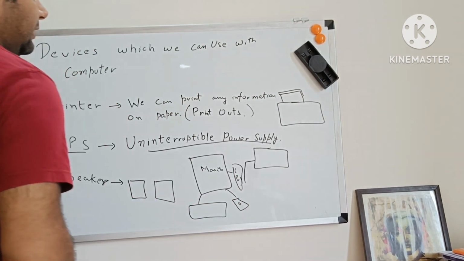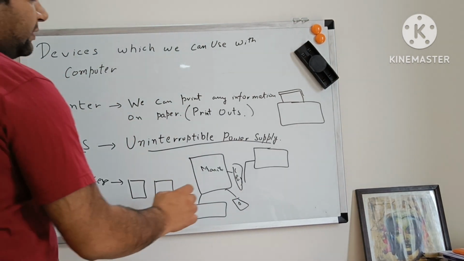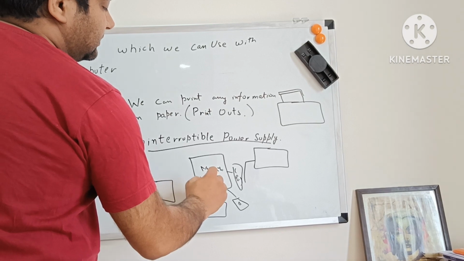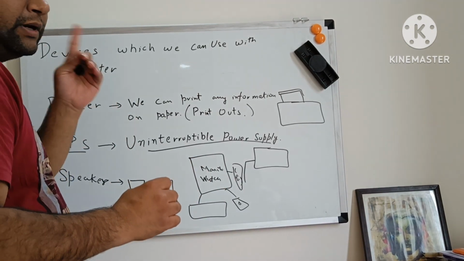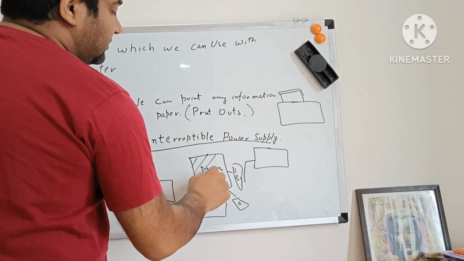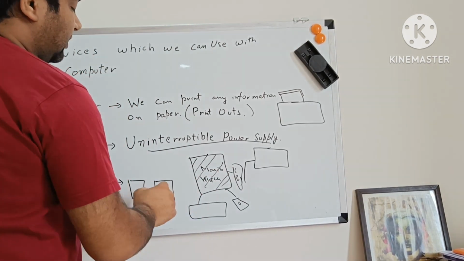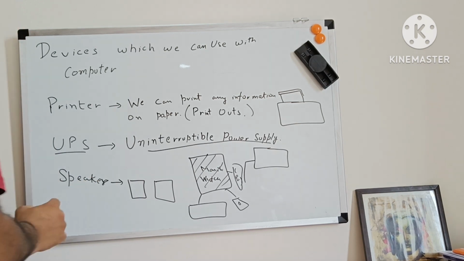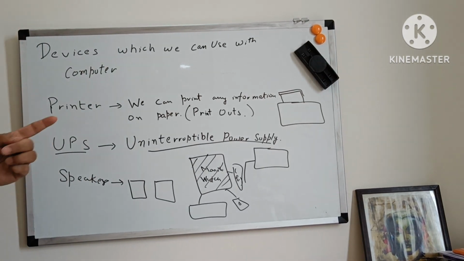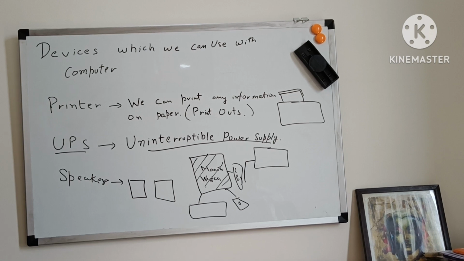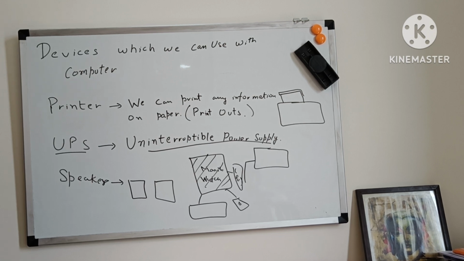If there are no speakers, we can watch any movies, but we can only see the video and cannot get the audio. That is why we use the speaker. If we do not use the speaker, we will not be able to hear any music or any audio. So speakers are used to listen to the audio of the computer.